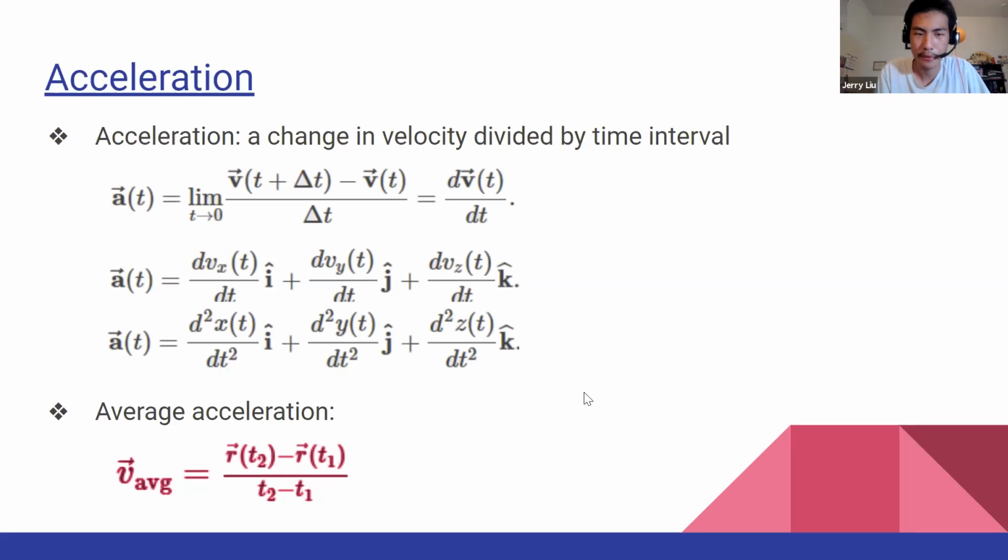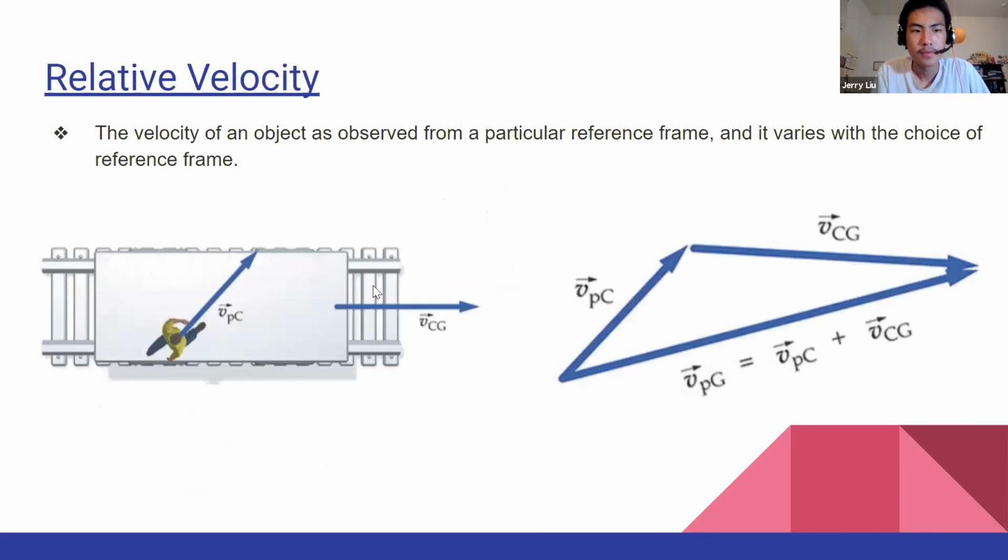Acceleration is the derivative of the velocity. It's basically how much the velocity changed divided by time. And average acceleration, just like average velocity, is equal to the change in velocity over time. Well, that's basically the basics of the math we need to be able to solve this type of problem. Now we will go into some basic concepts for review before we start going into problems.